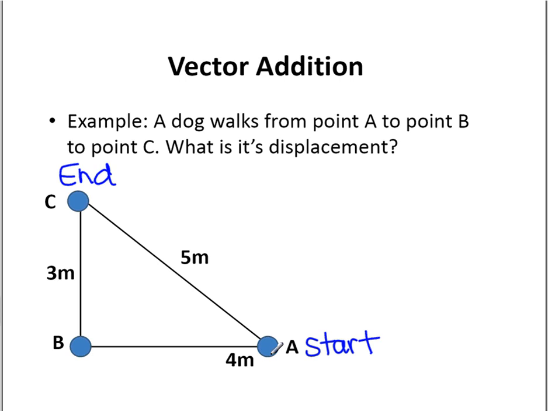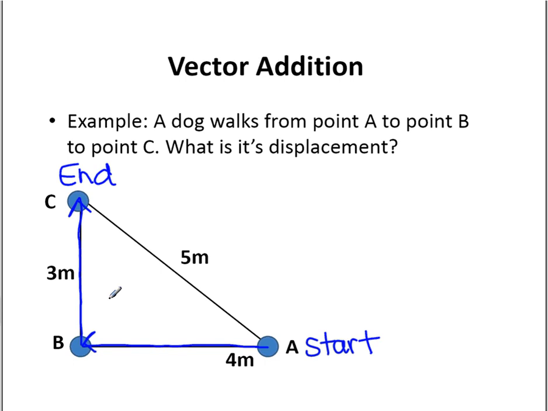Now, we already have the measurement. Between A and B is 4 meters. Between B and C is 3 meters, and for reference, we have the distance between A and C, which is 5 meters. So, the dog starts walking. He's going from point A to point B. He's traveled 4 meters to the west. Then he continues on. He moves north, and he travels 3 meters and ends at his final destination.